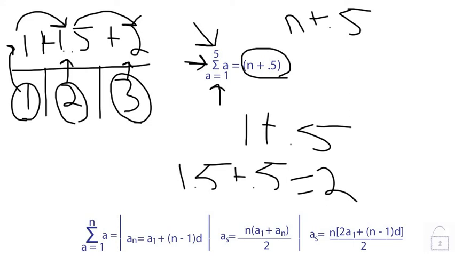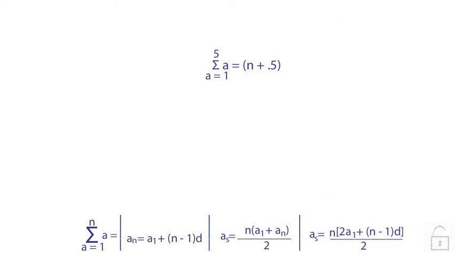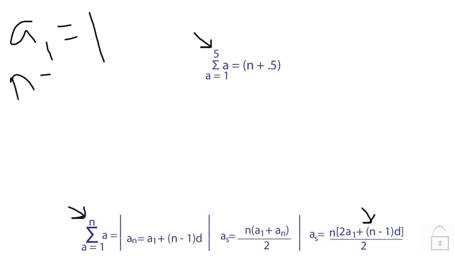Alright, so now let's solve this puppy. Alright, so you start at 1. So we know that a sub 1 is equal to 1. Alright, so now for our second thing we need n. So n right here, that's right there, as you can see from this formula right down there. And so n is equal to 5. So n is equal to 5.